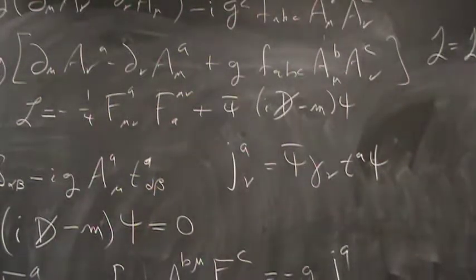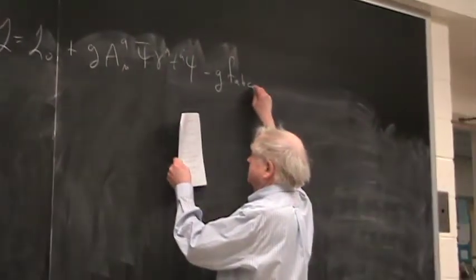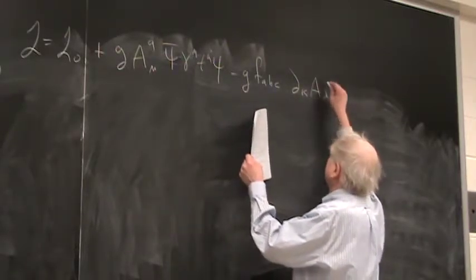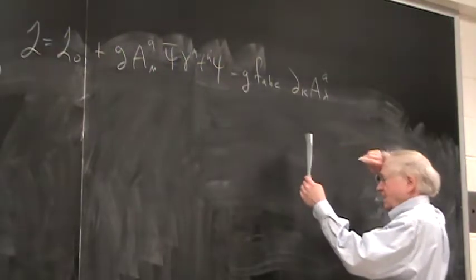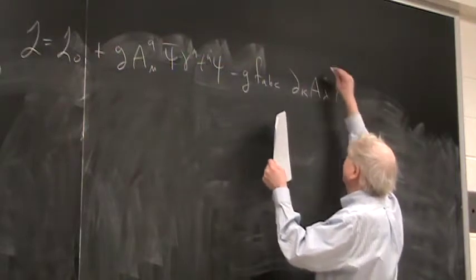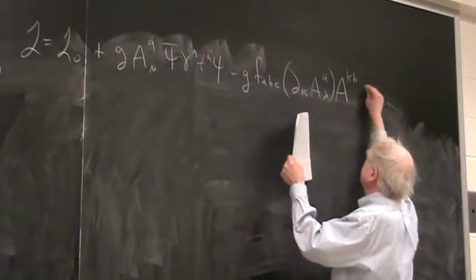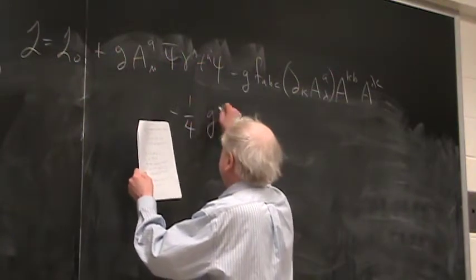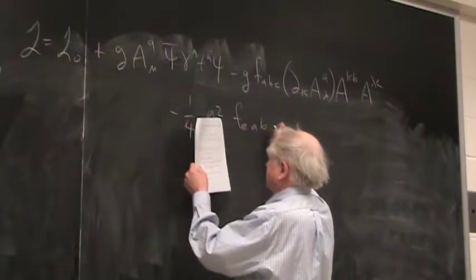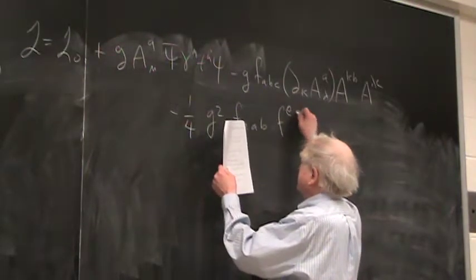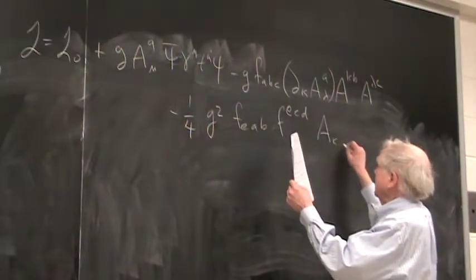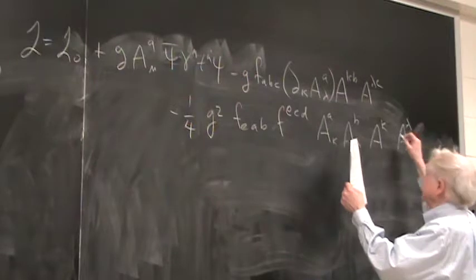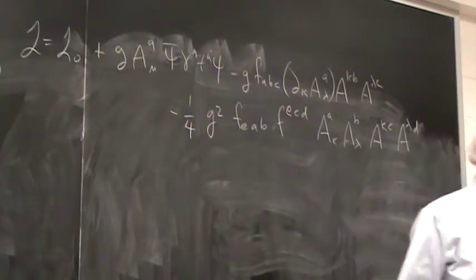All right. So the terms are minus G f ABC, that's kappa lambda A. I didn't have to do kappa lambda, but I copied this from Peskin and Schroeder, so I thought I better not change all the indices or I might screw up. Minus a quarter G squared f EAB f ECD A kappa A lambda A B A kappa A lambda C D. All right.